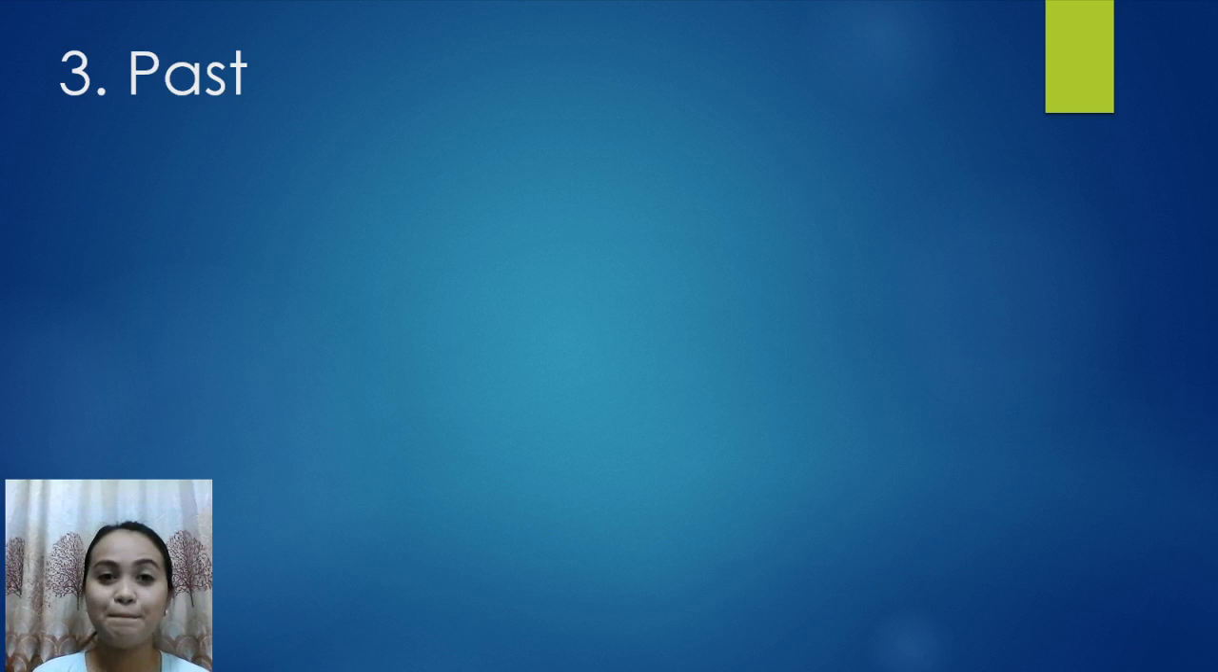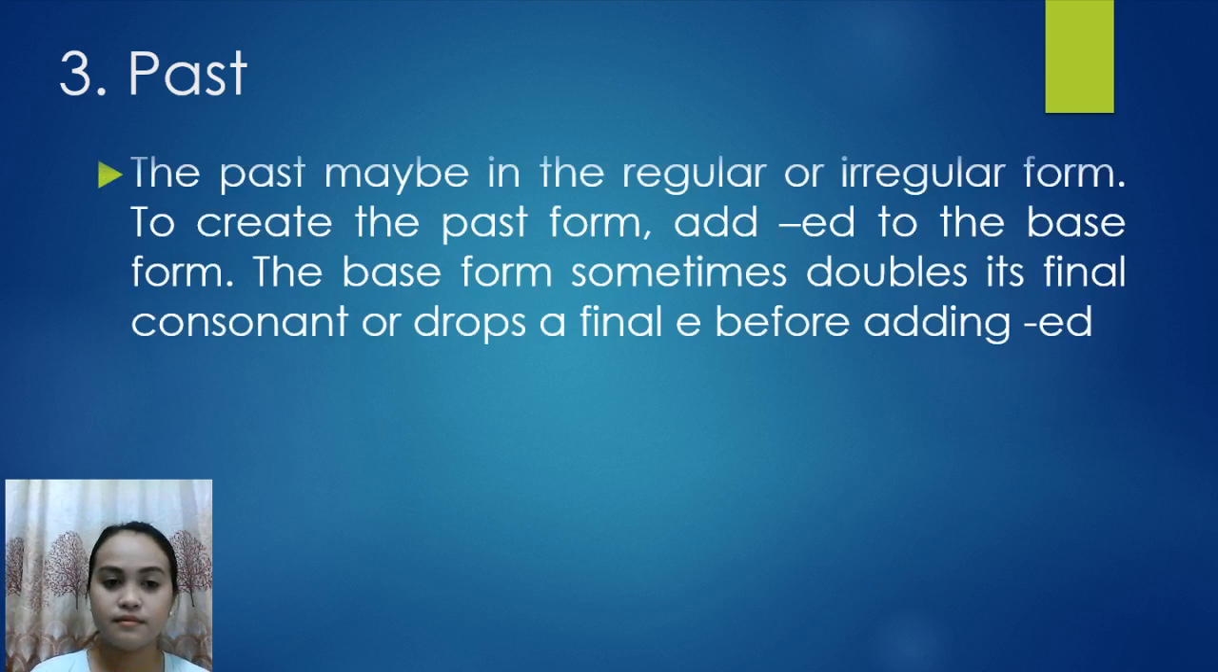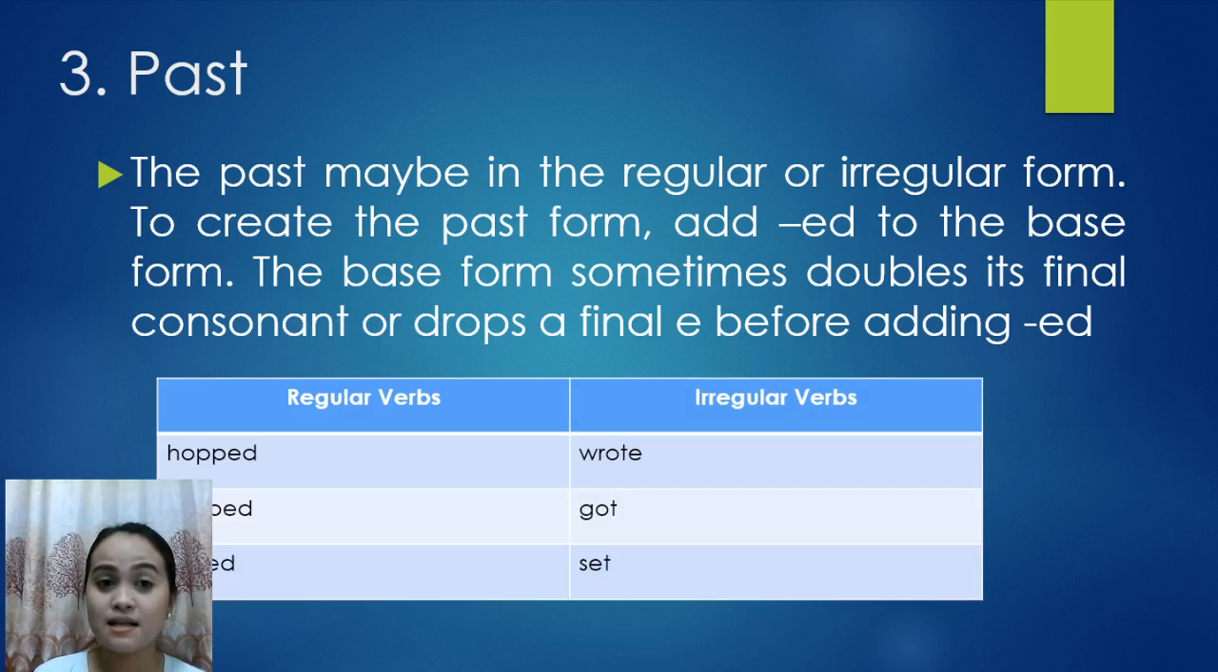Third, past. The past may be in the regular or irregular form. To create the past form, add ed to the base form. The base form sometimes doubles its final consonant or drops a final E before adding ed. Again, past may be in the regular or irregular form. So in the table, you can see the example of regular verbs and irregular verbs.